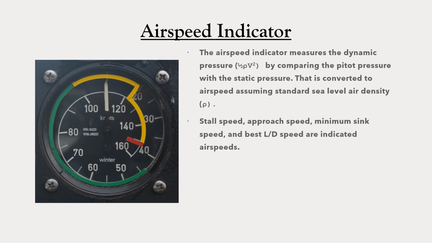The stall speed, the approach speed, the minimum sink speed, the best L over D speed. These are all speeds that you will be interested in setting your airspeed relative to. They fluctuate with air density in exactly the same way as the airspeed indicator does, so that using indicated airspeeds is the correct thing to compare to. You will tend to stall at the same indicated airspeed as density changes.